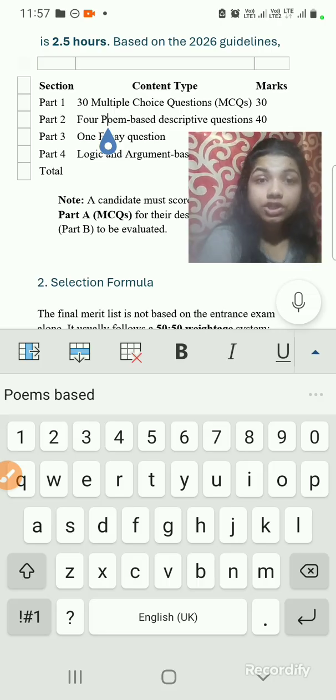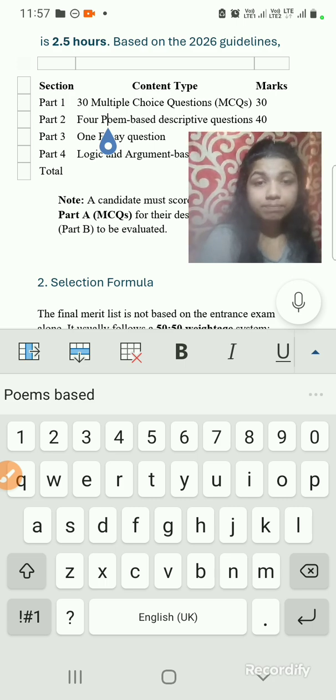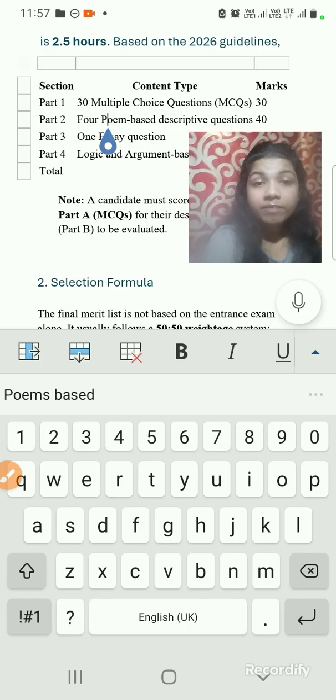For the poem based essay type questions, 40 marks in total, you have to develop your critical thinking. Here nowhere would it ask you to write a simple summary or a simple critical appreciation. You have to put in something different from others, something which others aren't putting in their answers.